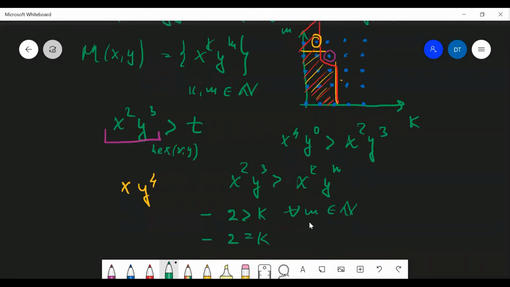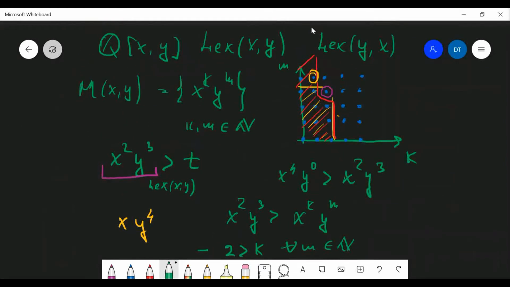So the second case is when k is equal to 2, but in this case we should take m to be strictly smaller than 3. This represents these 3 points: m is 0, m is 1, and m is 2. As you can see, there are infinitely many monomials strictly smaller than this guy. This yellow part is just a small part of all the monomials strictly smaller than the violet one.